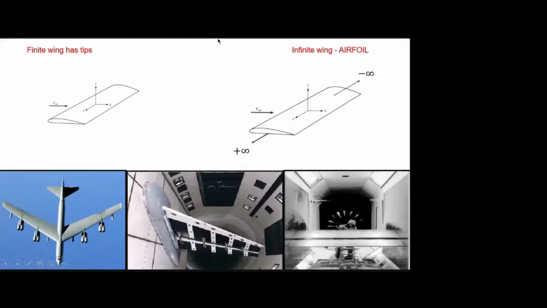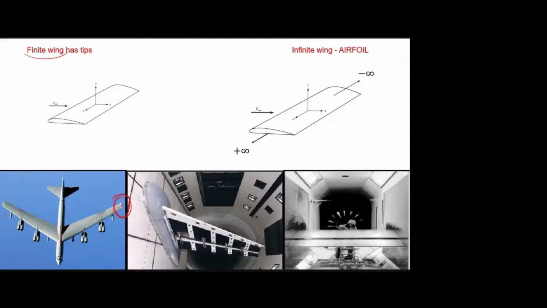And here I explain the finite wing and infinite wing. A finite wing is nothing but a wing with a wing tip at the end. So one side is attached, and on the other side there is an end, right? There is a wing tip. This type of wing is called a finite wing.